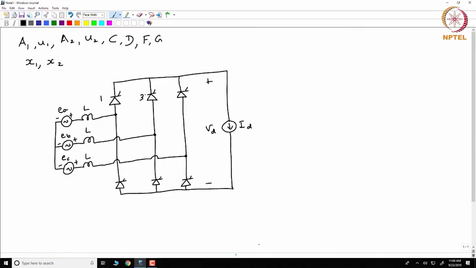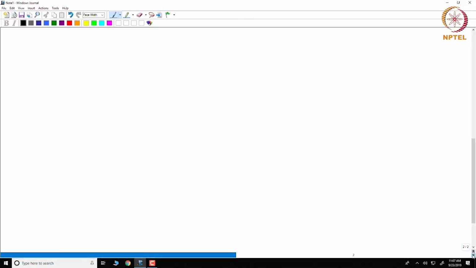One, 3, 5, 4, 6, 2. So this is our circuit. Now we will take one case which is already known to us, that is say 3 and 4 valve conduction mode. Okay. So we will also consider 2 and 3 valve conduction mode. So 3 and 4 valve conduction mode.